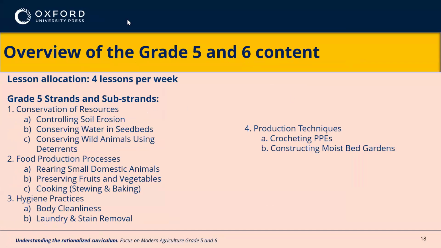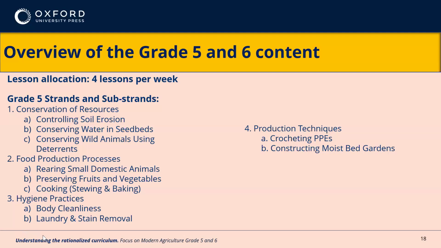Okay. There. So basically, those are slides showing the content we've just been explaining. And the Oxford books have covered this content very well. The grade 5 book and the grade 6 modern agriculture book have 4 strands. The first strand talks about conservation of resources. In this case, we're talking about soil as a resource, water as a resource, and at some point you'll find wild animals and domestic animals as a resource, because they can even give us income.